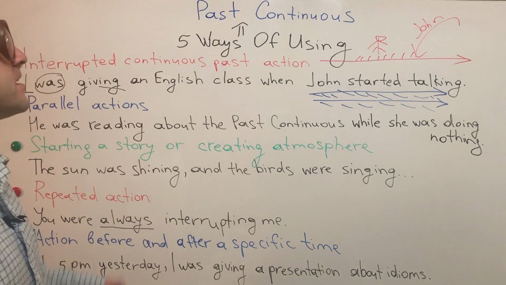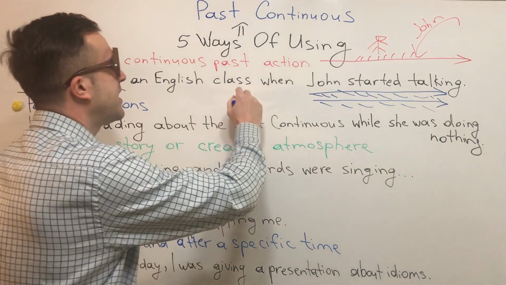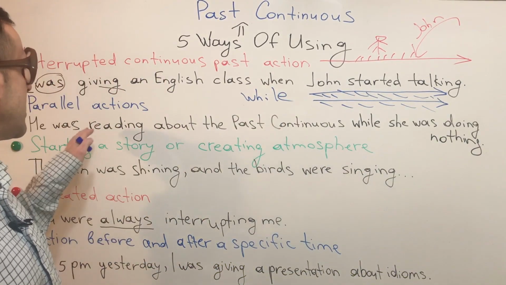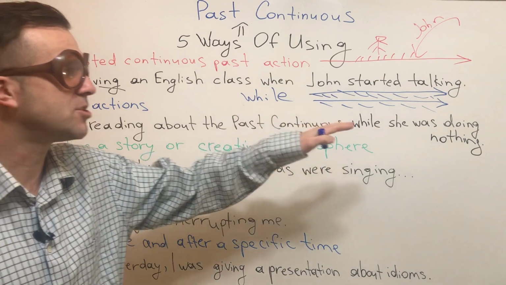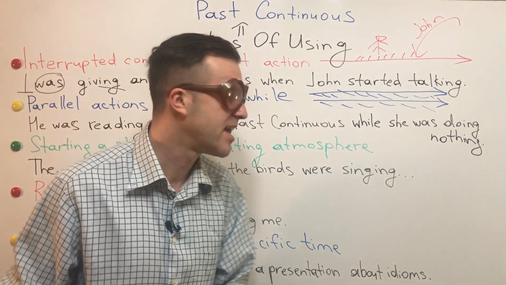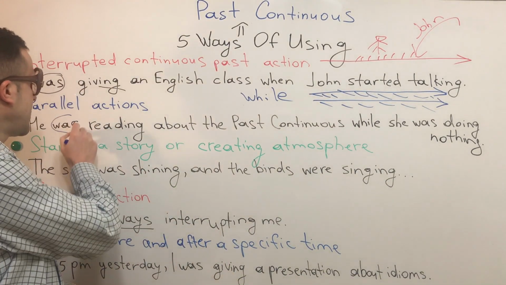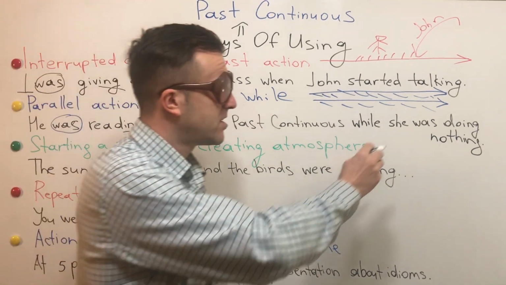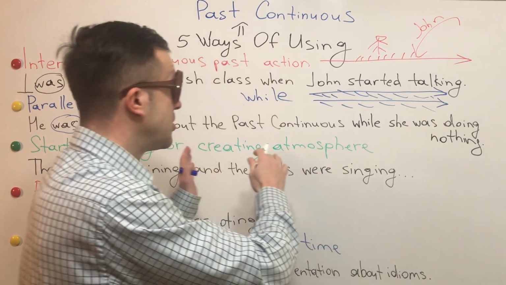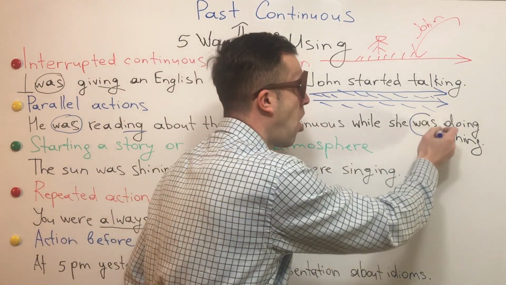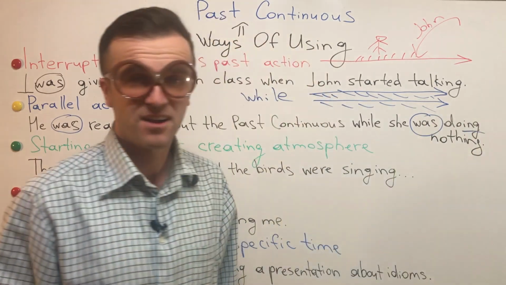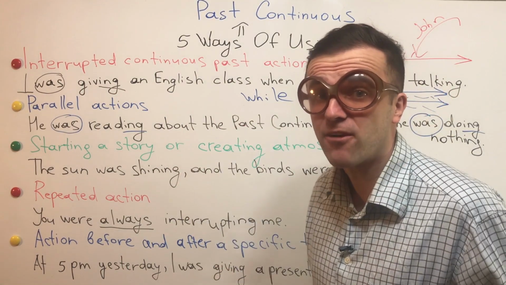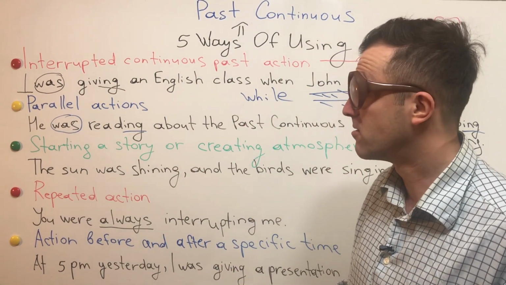And they were doing their work simultaneously, okay? So, while, and we have the word while, okay? So he was reading about the past continuous while she was doing nothing. Again, don't forget about was here and the ending ing, okay? And the same is with the other clause, is was and ing. All right? Okay.